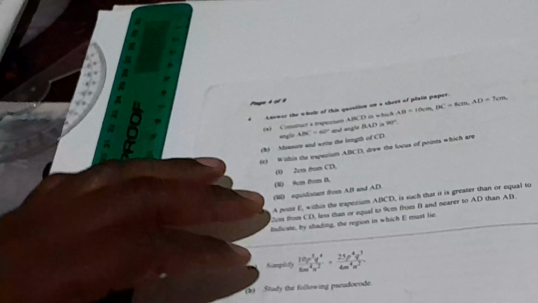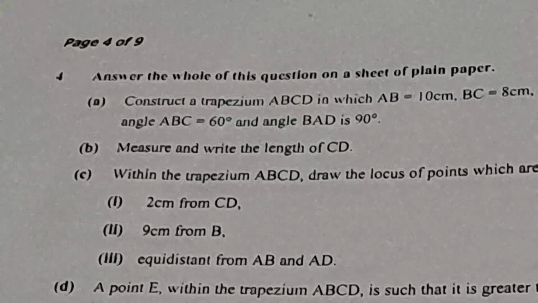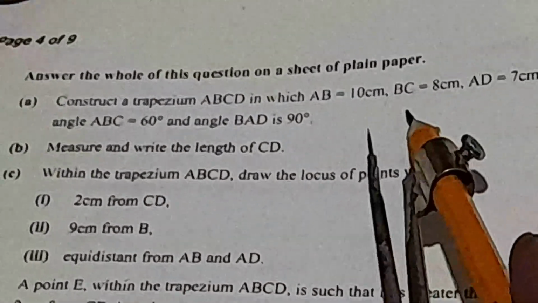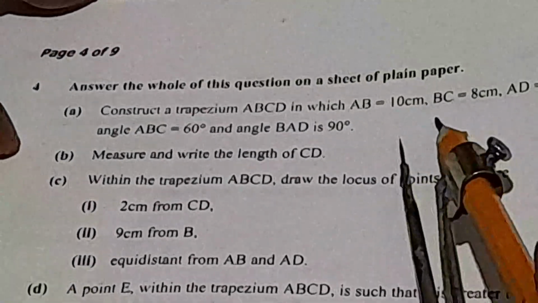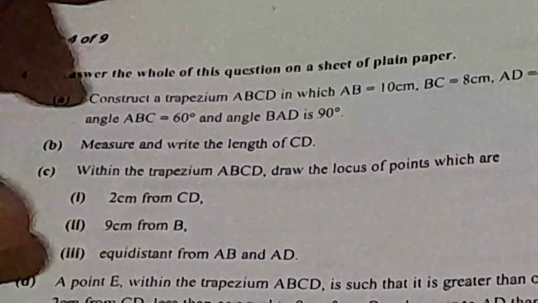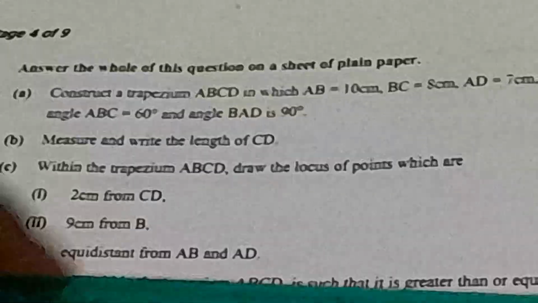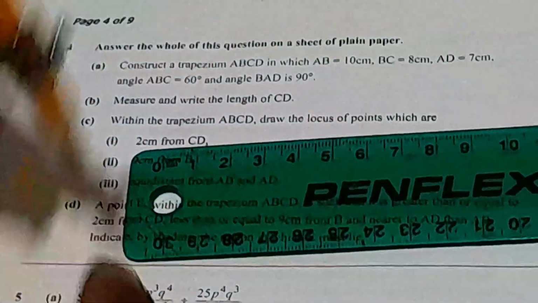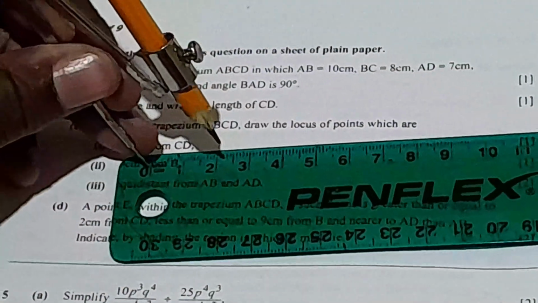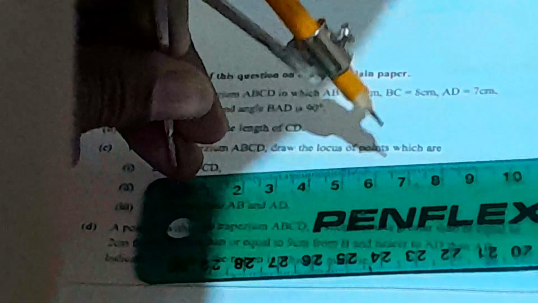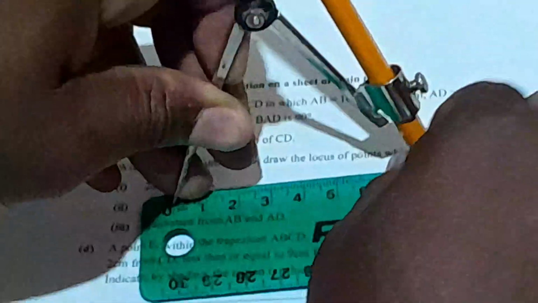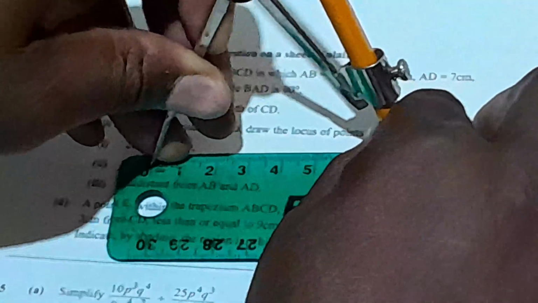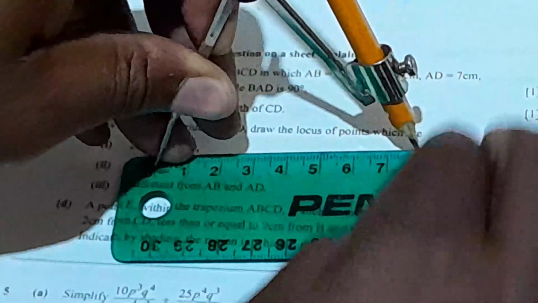We move on and we check what they're saying here. So the second set of instructions read that BC is equal to 8 centimeters. So what we do is we pick 8 centimeters from here. You place your pair of compasses at 0 and extend it to 8 centimeters. Make sure that you're accurate enough and you don't miss the points. So 8 centimeters is here.